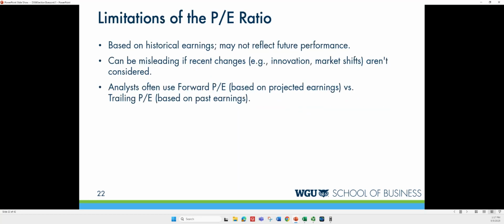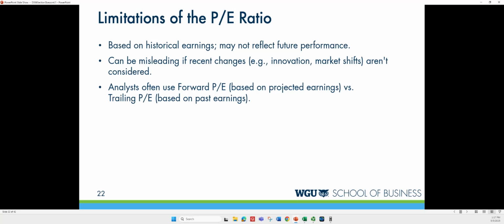So some of the limitations of the price earnings ratio is as we mentioned before, it relies on historical earnings information and it may not reflect future performance. And again, going back to our COVID example, if you're looking at price earnings ratios based when we were in COVID, they're not going to look so great. And it doesn't consider if the firm has made recent changes to its technology. It doesn't represent any innovation that may be implemented. It doesn't represent significant market shifts.